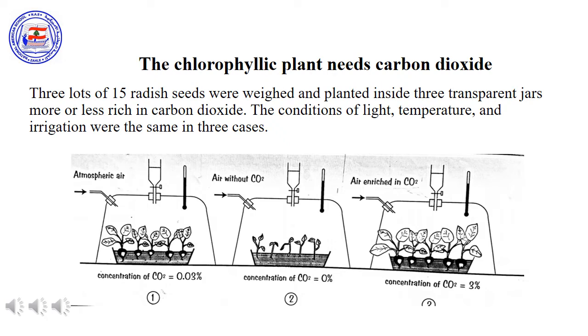Please look, for example, here. We have 3 cases or 3 media. The first medium, there's only 0.03% carbon dioxide. In the second medium, 0%. However, in the third medium, 3%. Can you see how the growth of the plants is affected by the change in the concentration of carbon dioxide?